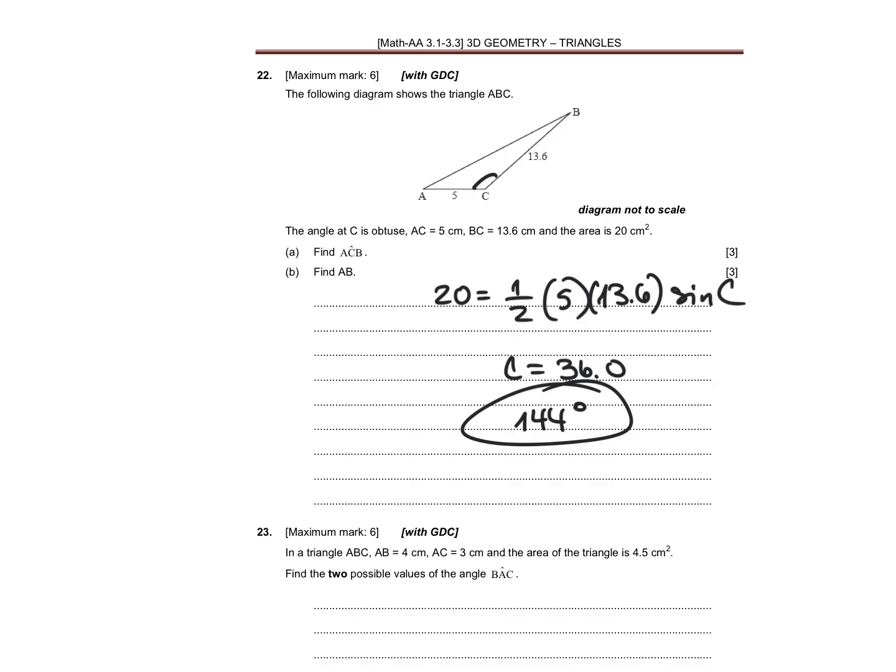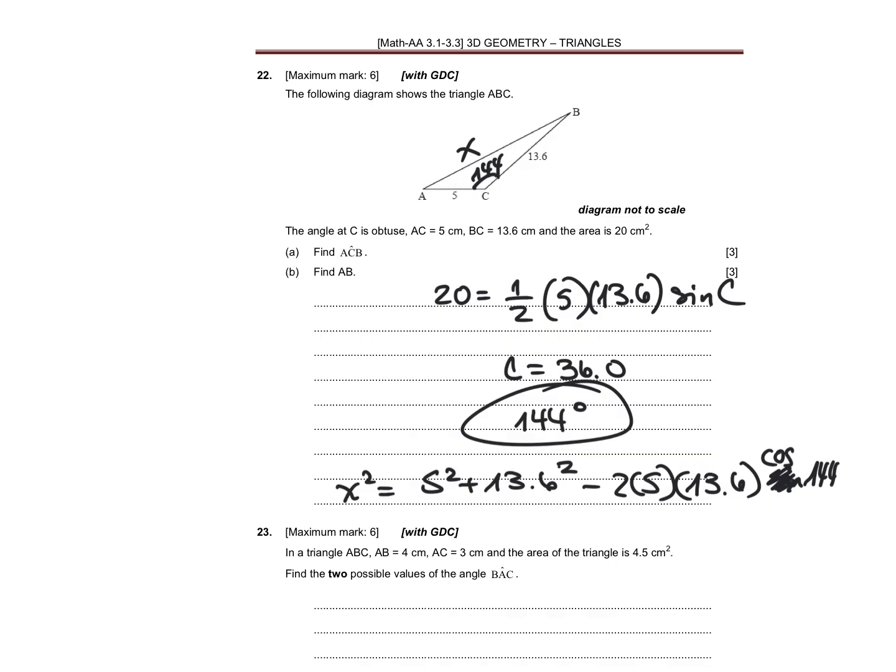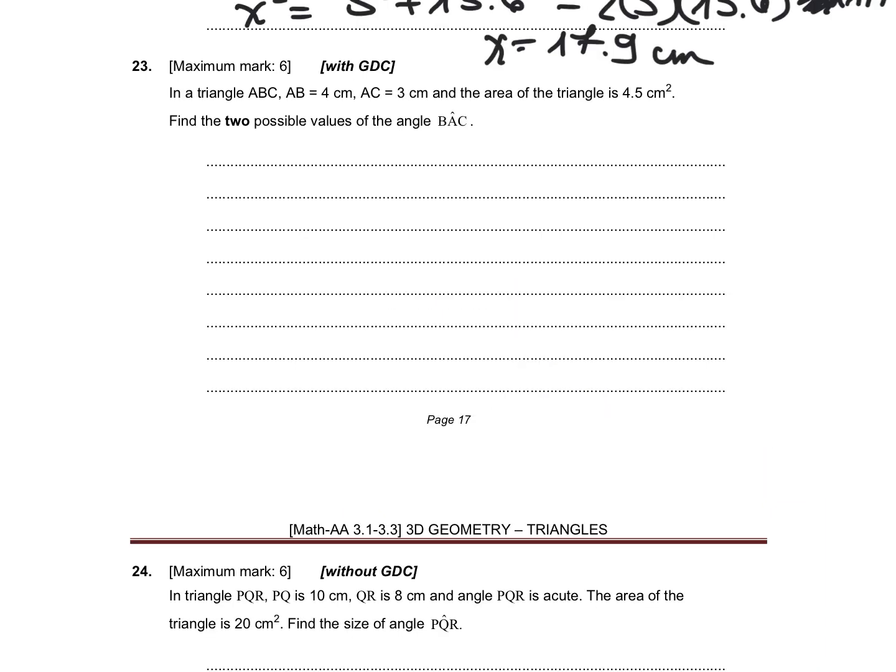degrees. And now we want AB, so this is going to be cosine rule. So we're going to have x squared equals 5 squared plus 13.6 squared minus 2 times 5 times 13.6 cosine of 144, cosine, not sine. And you get x is 17.9 centimeters.